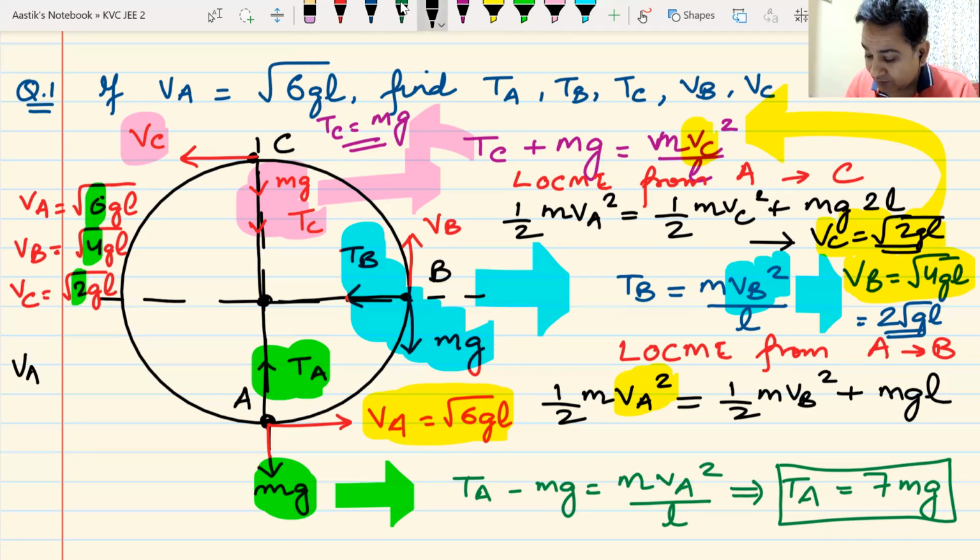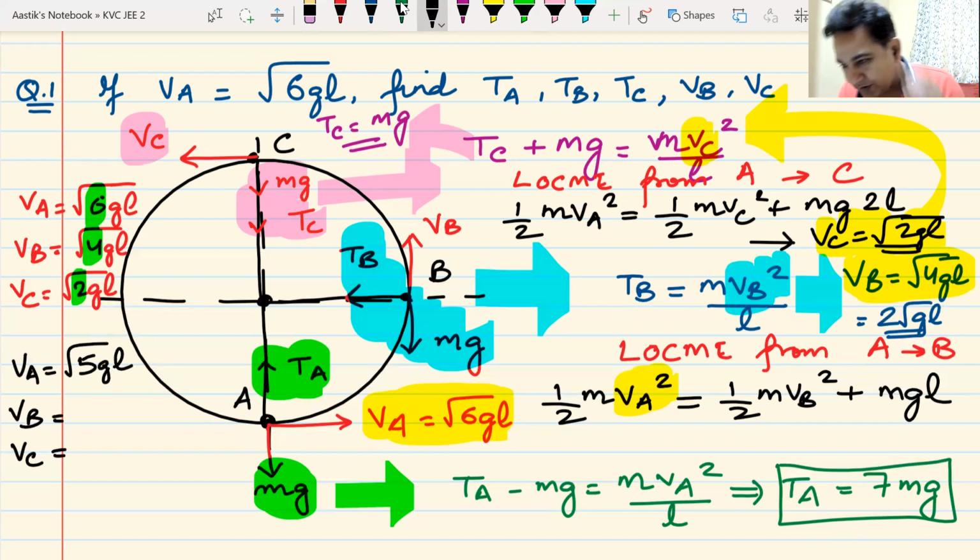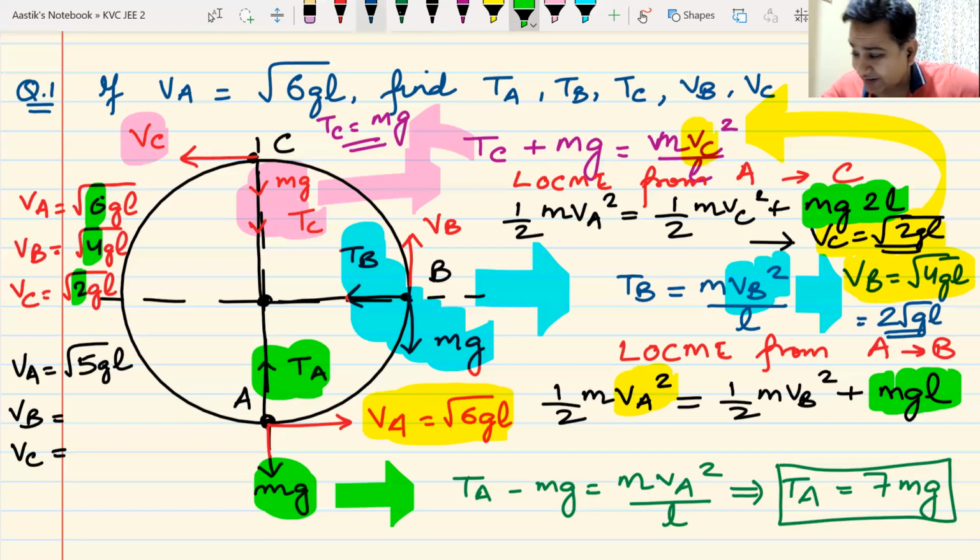If the velocity at point A is root over 5 GL, can anyone, after spotting the pattern, tell me what will be the velocity at point B and velocity at point C? Spot the pattern. Root 3 GL, sir. And this pattern comes because of this thing that I've highlighted in green. That is why the pattern comes, and the answer is correct. It has to be equal to root 3 GL. And this will be equal to? Root GL, sir.